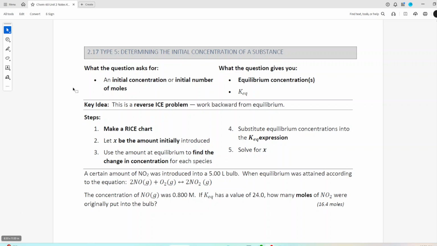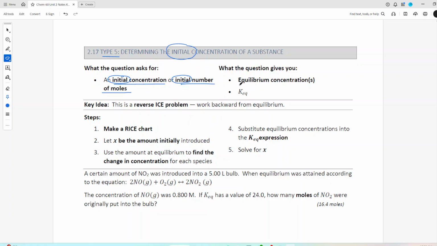All right, finally, type 5. So, type 5 in unit 2 is determining the initial concentration of substance. What the question is going to very clearly ask for is the initial concentration or the initial number of moles. But the key thing is that word initial is going to be there.